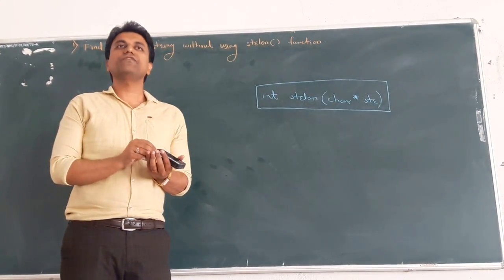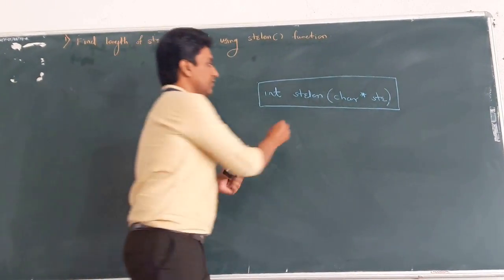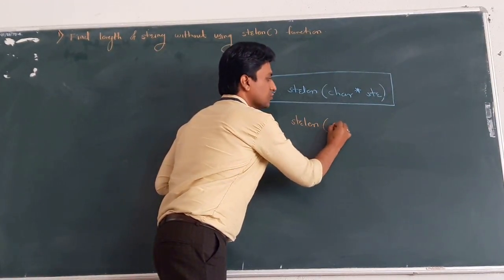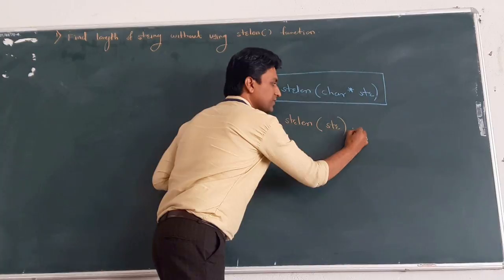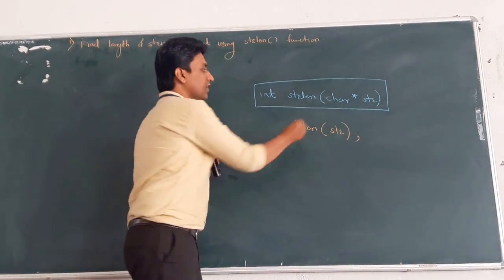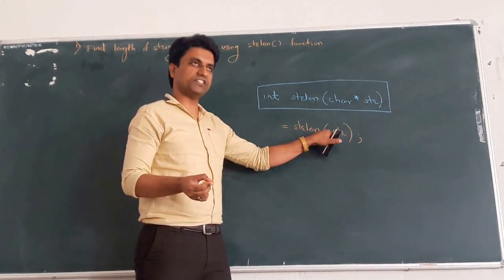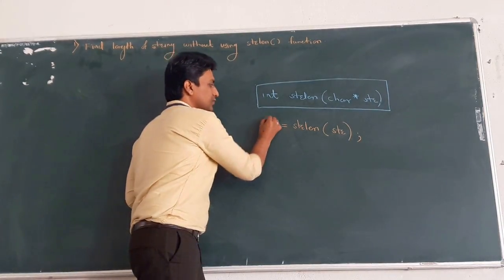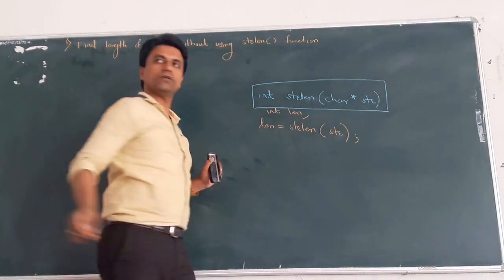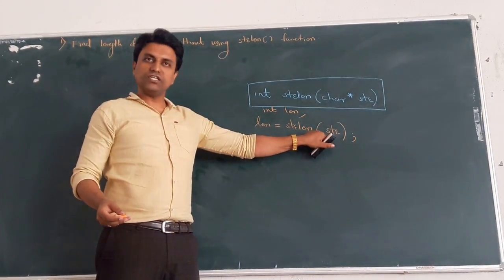Now when we use this function in our program, we directly make a function call. What is the function call? strlen. Suppose your string name is str, then call strlen and pass the string as the argument. What does this function return? It returns the length of this str string. So catch this into a variable length of type integer. By using the strlen function we directly calculate the length of the string.